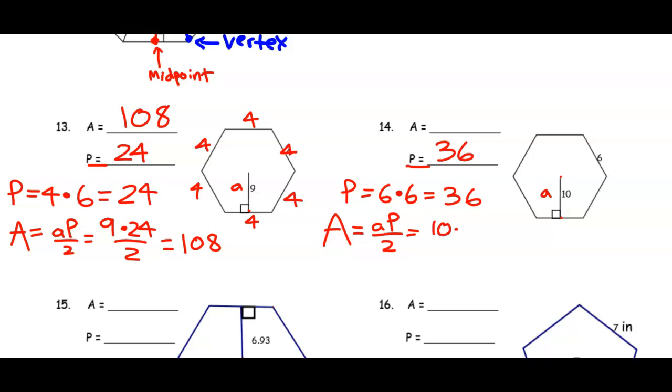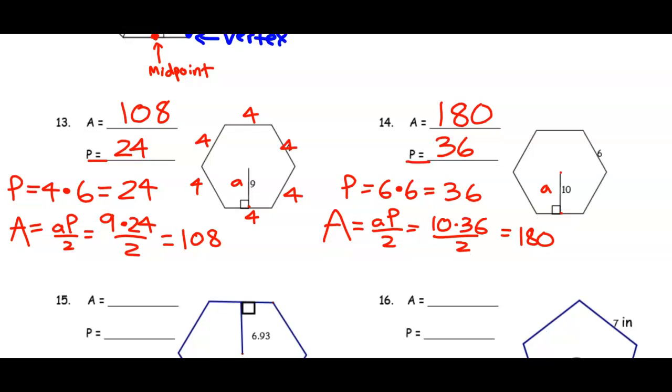So 10 times 36 divided by 2. 10 times 36 divided by 2 gives me 180. That would be units squared, whatever the units are.